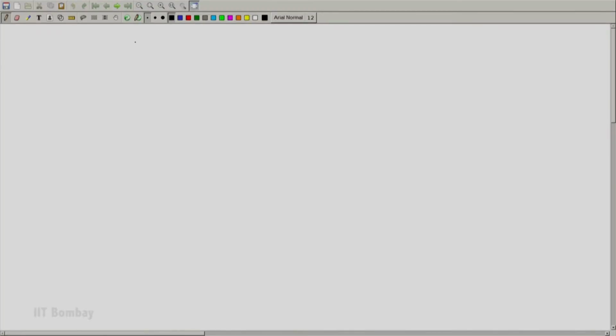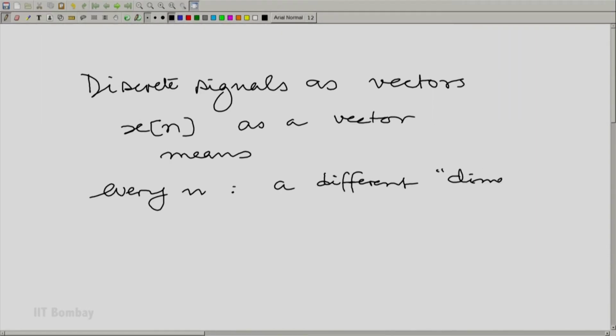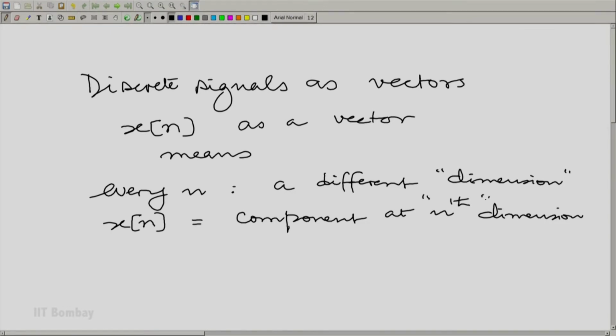Now, what did we do for discrete variable signals? We treated each value of the independent variable or each integer as a different dimension. So, let us make that clear, let us make that formal. Discrete signals as vectors: x[n] as a vector means every n is a different dimension, and x[n] is the component at the nth dimension. And in fact, now we can take one more step.